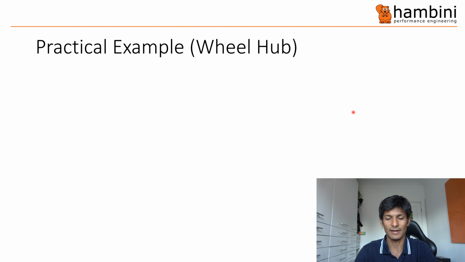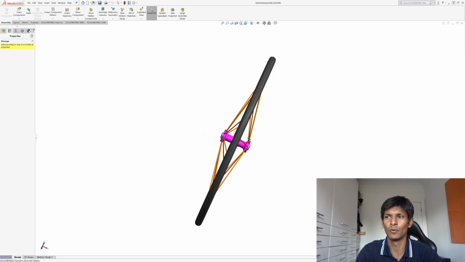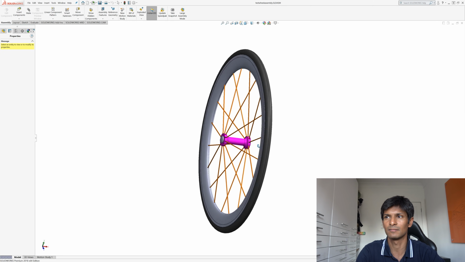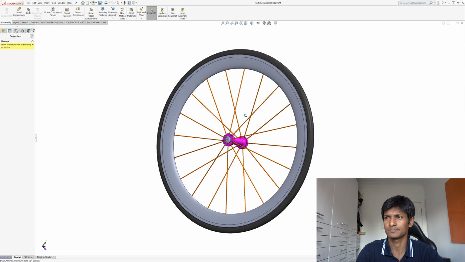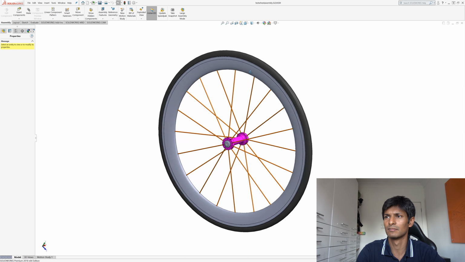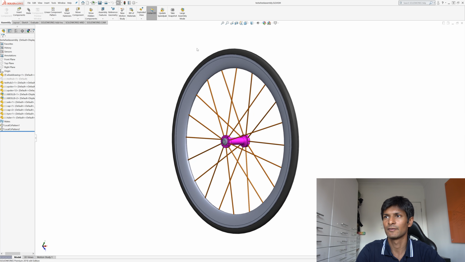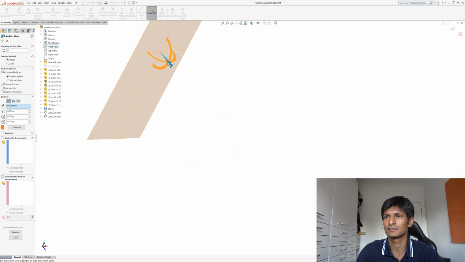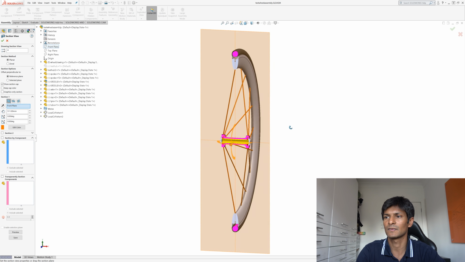So if you think of a practical example, let me pick the SolidWorks file. Just try that. So this is a wheel that I've drawn out. So you've got the hub, spokes, rim, tyre, tube, all that kind of good stuff. If we were to take a cut through this, let's do that like that, and then zoom in.